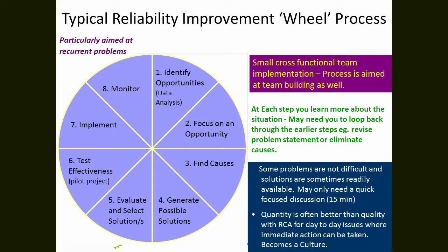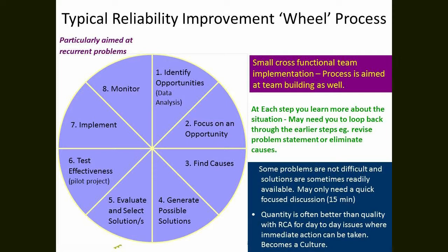Reliability improvement has been around, heck, I guess forever, ever since machines were built. We've always been trying to build better machines and make them more reliable. There are many models out there of how to go about improving reliability. This is one of them, the wheel of progress, and it's an 8-step activity.